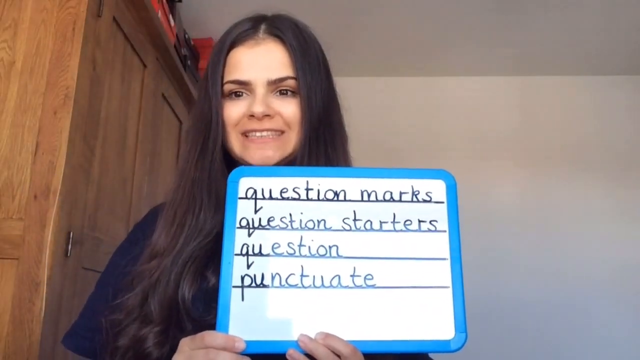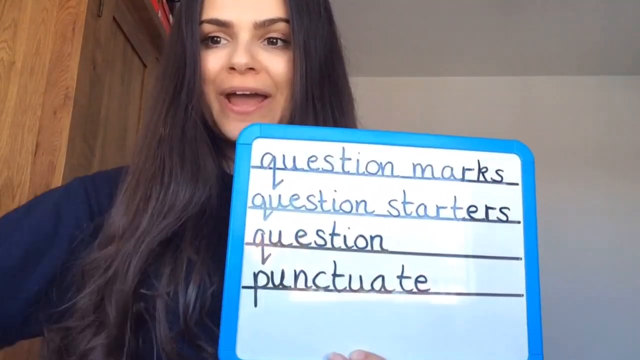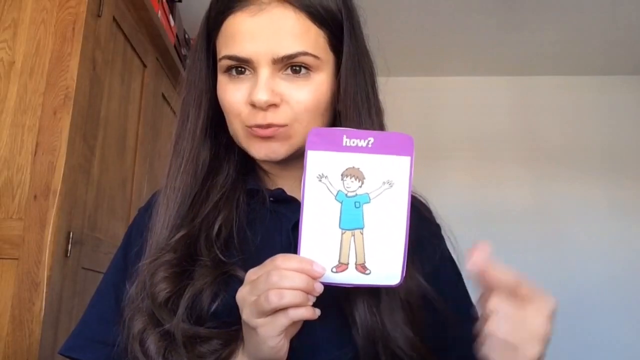Here's some of our key vocabulary for today's English lesson. We've got question marks, question starters, questions and punctuate. Going to have a look at some different question starters. Now when we start to ask a question, we might use one of the 5 W's or a H. Let's have a look at the W's. So, who is a question starter? We could start our question with the word who. We've got what, where, when, why, they were our 5 W's. And then there's this one, the H, how. So when we ask a question, we could start with any one of those question starters.